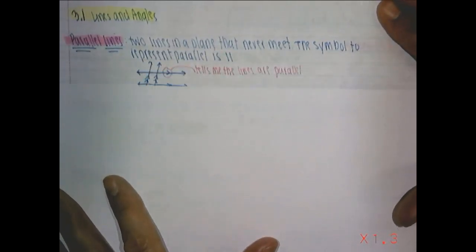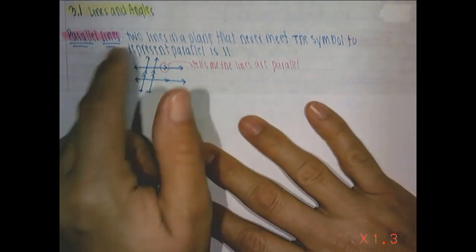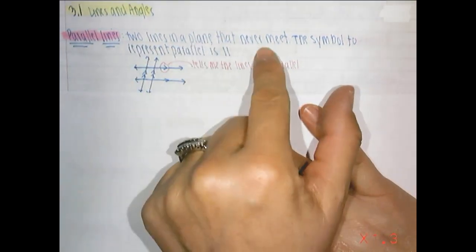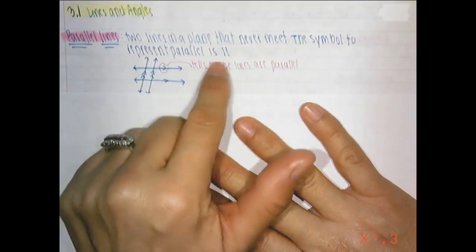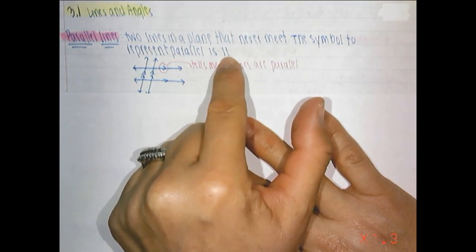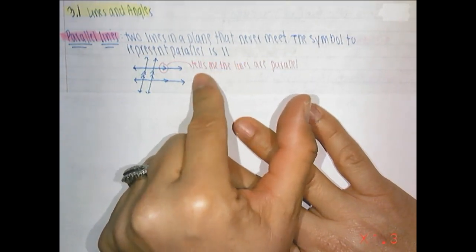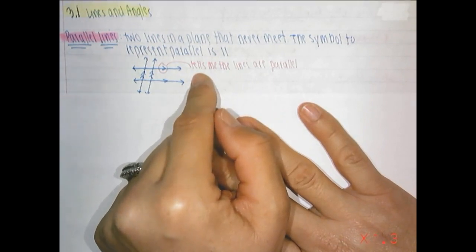Okay, the first thing we're going to talk about is parallel lines. They are 2 lines in a plane that never meet. They never meet. The symbol to represent parallel is these 2 little lines. They look like 2 little lowercase l's side by side. All right. And then there's also a symbol to represent parallel, just like how we've represented congruent before.